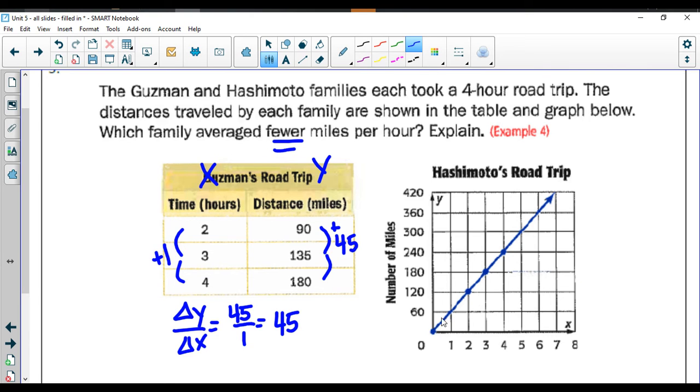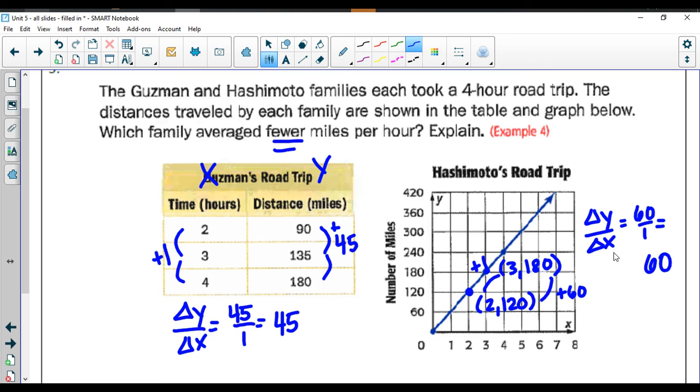Here on my chart, I do notice this is proportional, so my rate of change is just my k value. This ordered pair is the point 2, 120. And I also have this point here that's 3, 180. My x values are increasing by 1, and my y values are increasing by 60. So if I do delta y divided by delta x, I'm going to get 60 over 1, which is going to be 60. Labels for these are both going to be miles per hour. It's the y label per the x label.